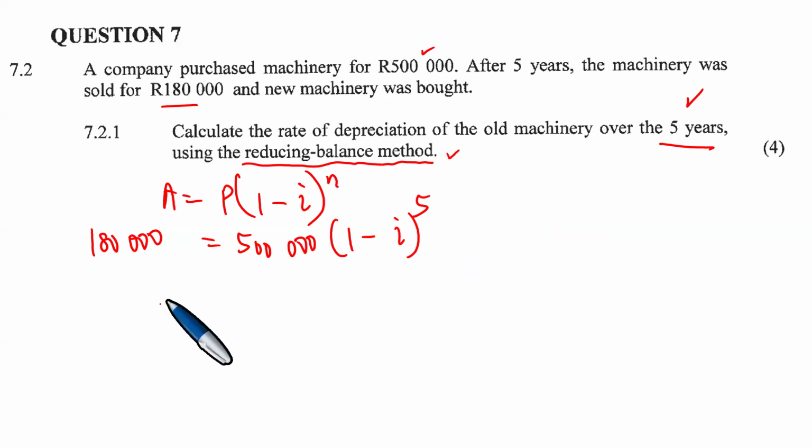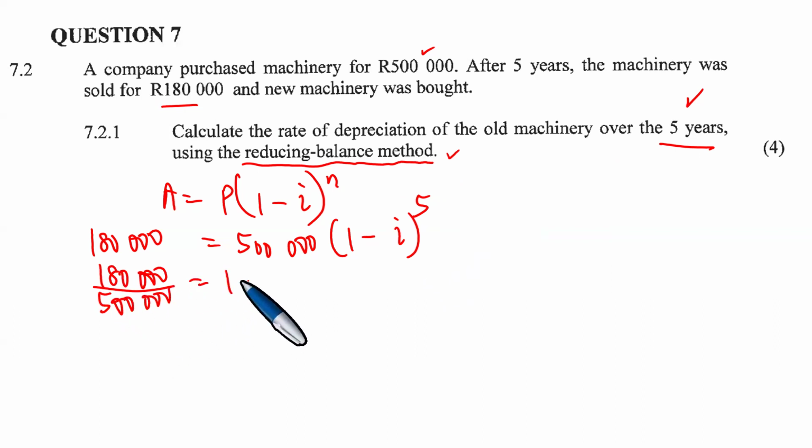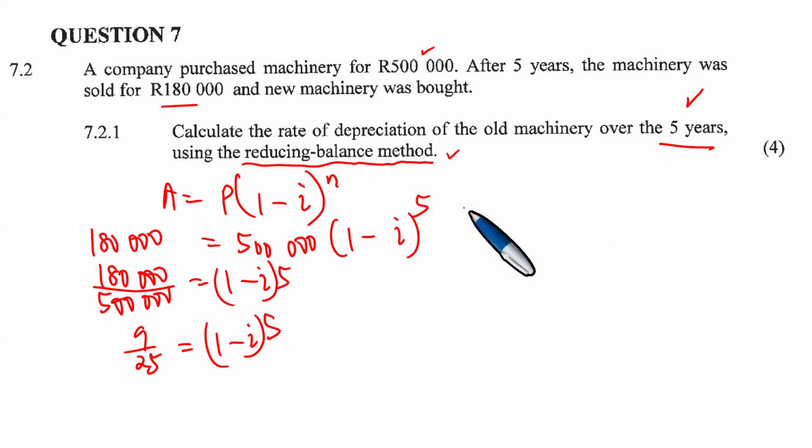And therefore now you divide 180,000 by 500,000, which equals 1 minus I to the 5th power. Okay, so 180,000 divided by 500,000 is 9 out of 25.